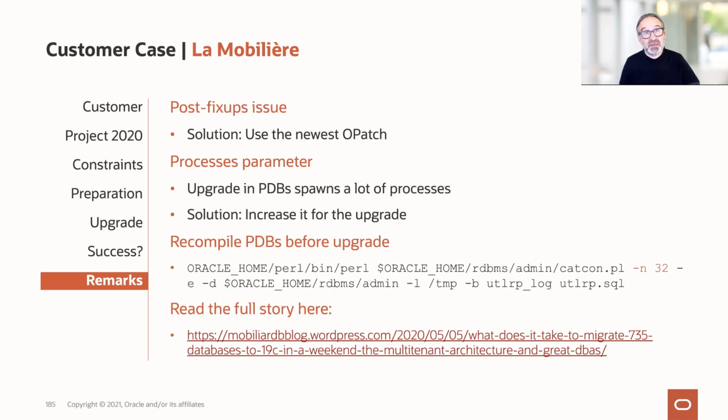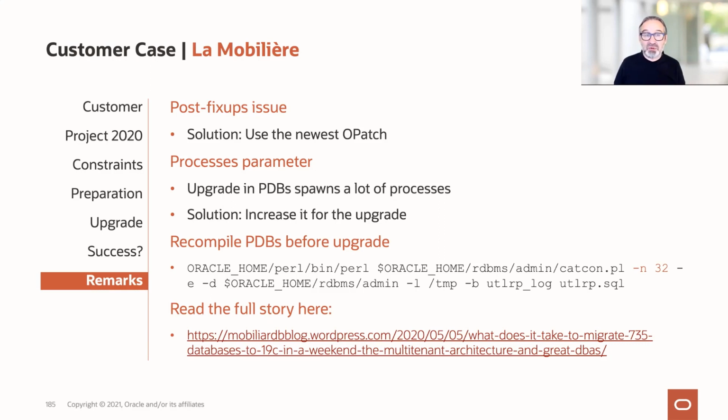And a few remarks, a few tips, tricks and hints. We had one post-fixup issue. And as we wrote on the upgrade blog several times, use the newest OPatch, very helpful. Then also, as there's a lot of power hammering on the database, it helps to use a higher processes parameter setting. You may remember from one of our upgrade seminars, you can pass a higher processes setting to AutoUpgrade only for the duration of the upgrade, and it will revert automatically to the previous setting after the upgrade. So we increased it here.